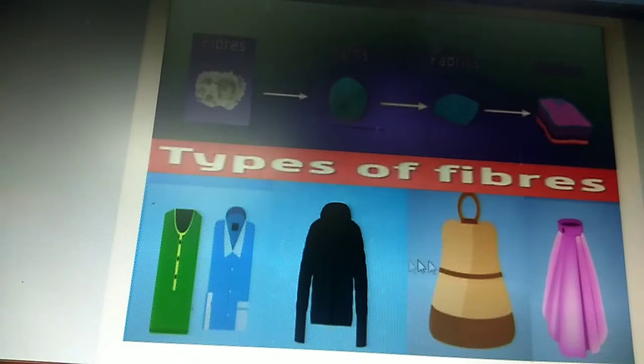See these pictures below and you have to tell here what is natural and what is synthetic. If it is natural, from where is it obtained? These four, think a while. Yes, you are right. The first two are from cotton. This is cotton cloth. This is also cotton. Next is wool. Next, this is coir. This is acrylic, synthetic.